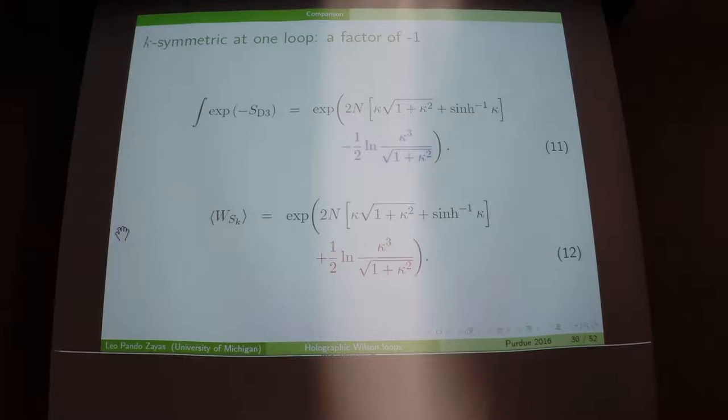Was there a lambda in the definition of kappa? Yes, yes. There's a k over n square root of lambda. Square root.